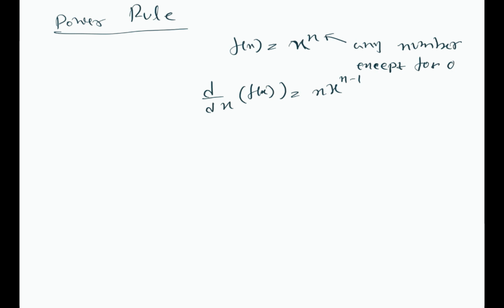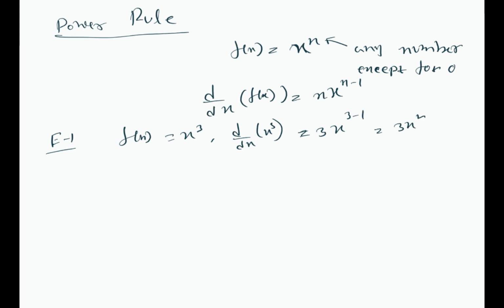Let's do some examples on this. Example 1: our function f of x is equal to x to the power 3. The derivative of x to the power 3 is equal to, first write the exponent 3, then the variable, then this power minus 1. So it would be 3x to the power 2.